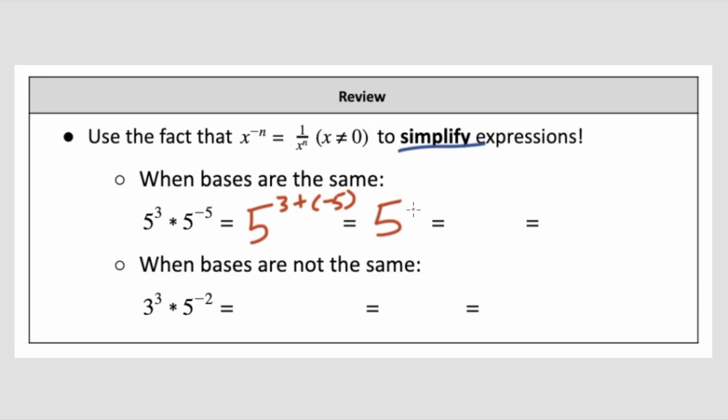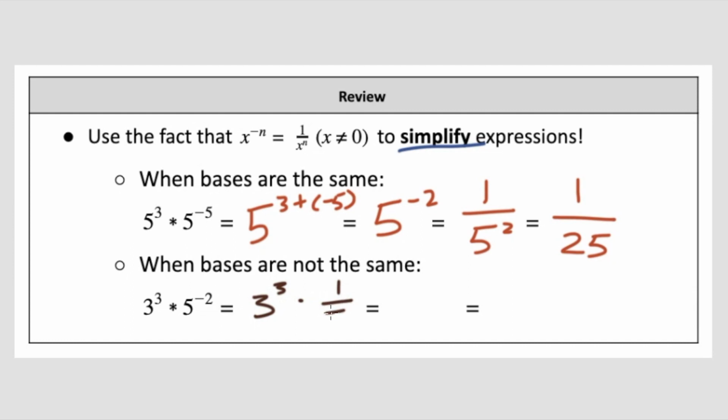That's equal to 5 to the power of 3 plus negative 5, which is 5 to the power of negative 2, which is 1 over 5 to the power of 2, which is 1 over 25. Pretty straightforward stuff. Now when bases are not the same, this is really important. We can't do the exact same thing. We cannot use the product rule here. So this whole thing is simply equal to 3 to the power of 3 times 1 over 5 to the power of 2, which is 3 to the power of 3 over 5 to the power of 2. I'm not combining the bases here. And that's equal to about 27 over 25.